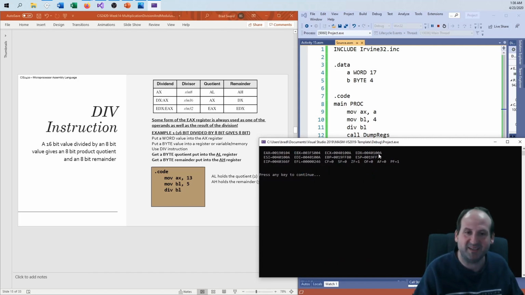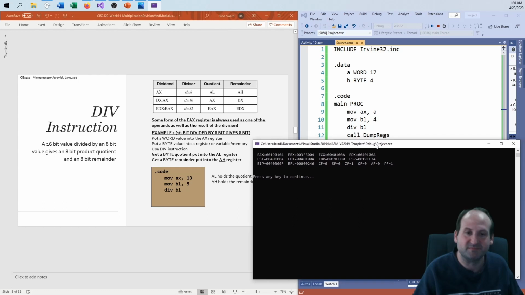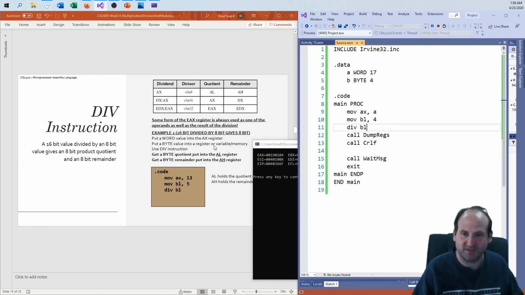Well, the EDX register doesn't matter at all. The AL and the AH is all I'm looking at. So what was I saying? The high end is the remainder, the low end is the quotient. These 2 hex digits, 04, that's my 4, because that's the AL register holding the quotient, which is 4. And the remainder is these 2 guys right here, the AH part, that's 01. So 4 remainder 1. AL and AH hold the result of that.